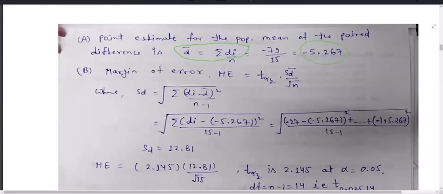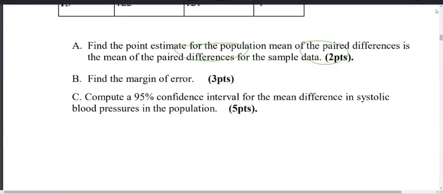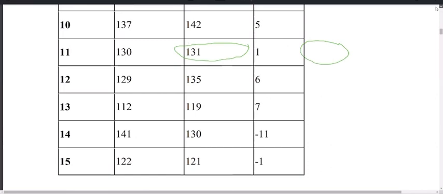Is there anyone in this class who doesn't understand how I got that out? This is the formula. I add up the differences and I divide by the number. Take a look at that here. You take a look at this here. You see that?